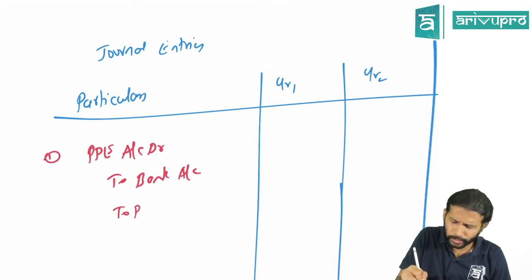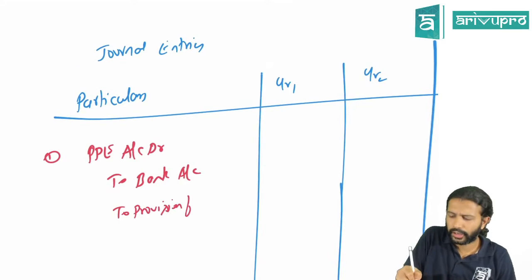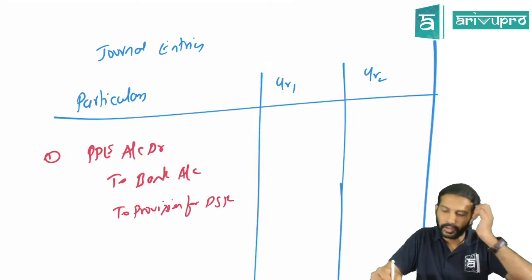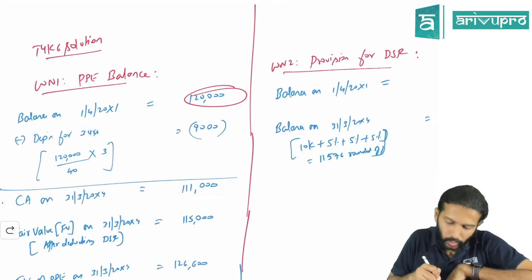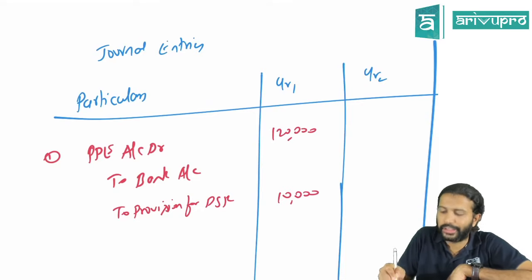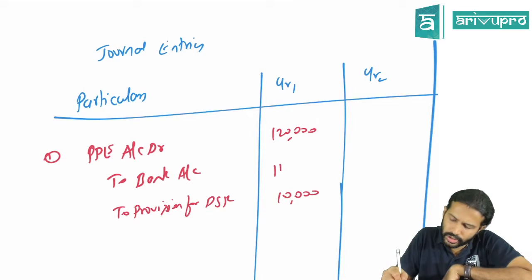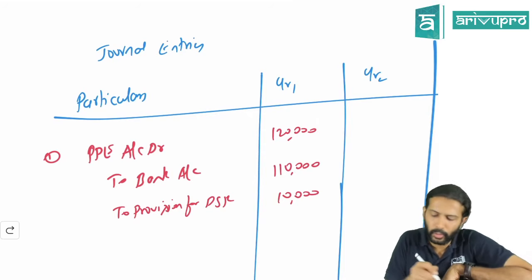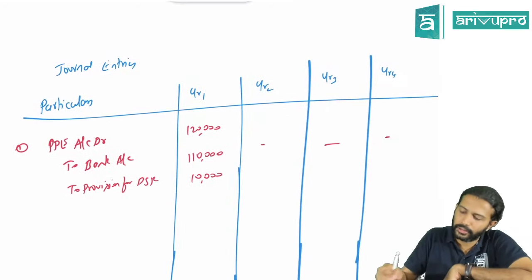Provision for DSR also should be capitalized, right? So here I'll write to provision for DSR. PPE cost was how much? 1,20,000. But this 1,20,000 includes DSR cost of 10,000. Means towards PPE you paid only 1,10,000. This is the journal entry in the first year.